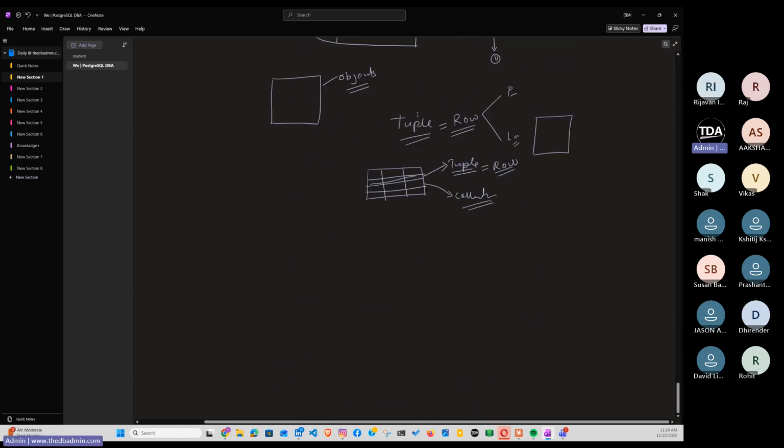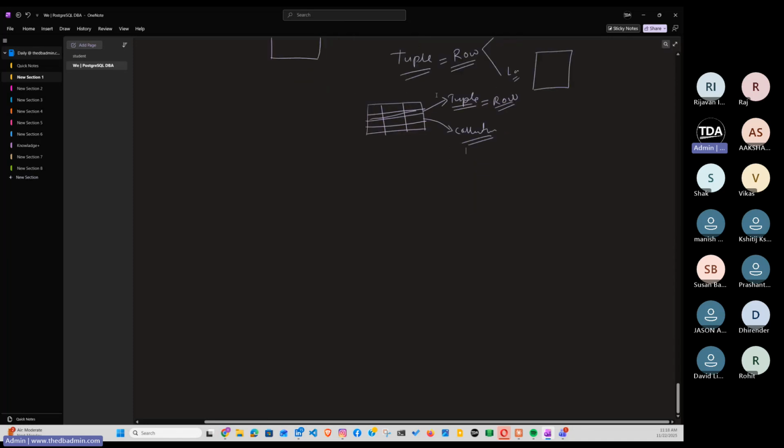Okay, so one more difference that we should understand. People from a different database background call the smallest unit to store the database a block, right? We call it block, right? And in Postgres world, we will call it page. Okay, we'll call it pages.